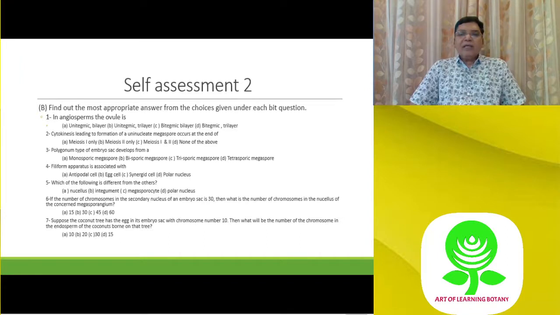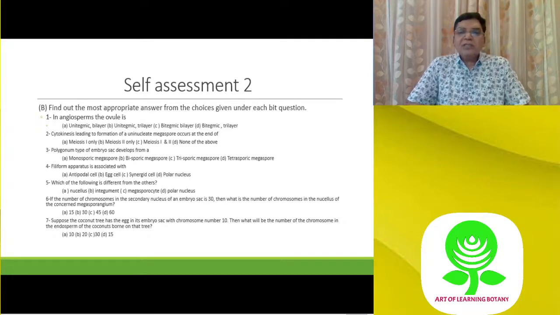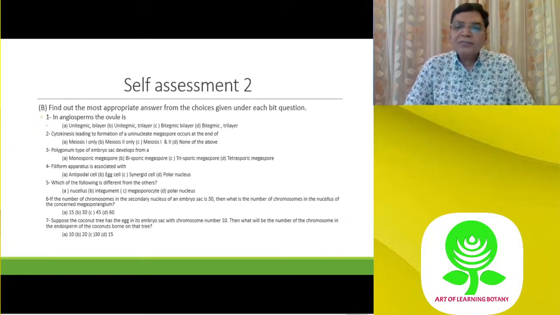Now, the cytokinesis leading to formation of a uninucleate megaspore occurs at the end of which division? At the end of meiosis 1 as well as at the end of meiosis 2. Otherwise, free nuclear divisions will occur. So this is the normal type. So at the end of meiosis 1 as well as at the end of meiosis 2, that is choice C.